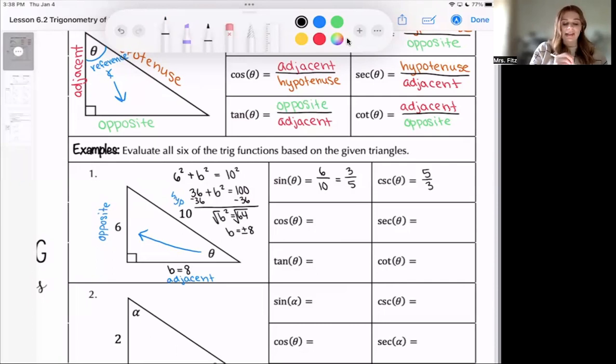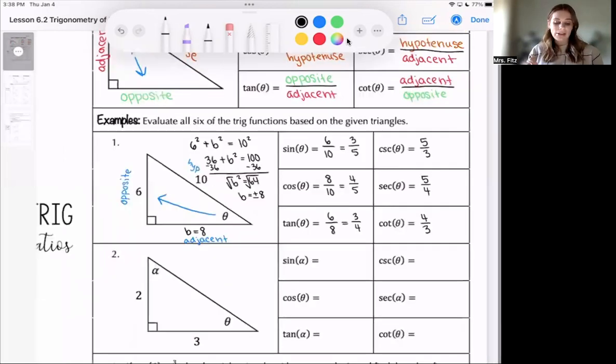Cosine now is adjacent over hypotenuse. Adjacent is 8 over hypotenuse, which is 10. This reduces to 4 over 5. Remember, secant is just the reciprocal of cosine. We're going to go ahead and flip it to 5/4. And last but not least, we're going to do tangent and cotangent. Tangent is opposite, which is 6, over adjacent, which is 8. That reduces to 3 over 4. And then remember, for cotangent of theta, we take the reciprocal of tangent to get 4/3.